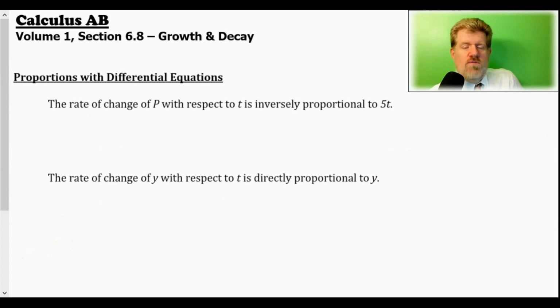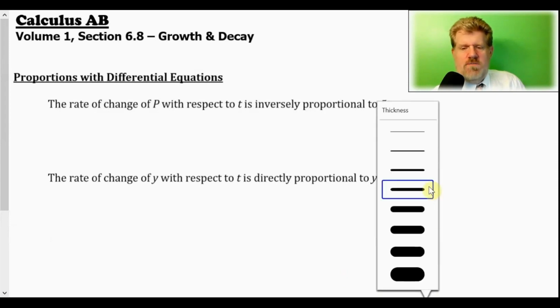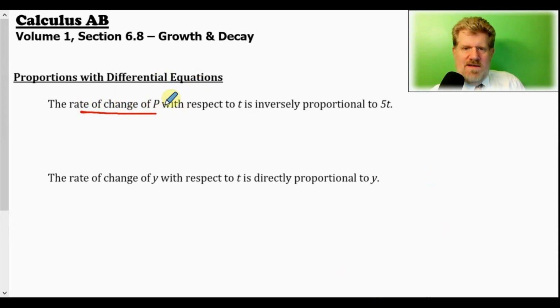And we're going to start with two basic principles here. First of all is the rate of change of p with respect to t is inversely proportional to 5t. Now what does that crazy stuff even mean? This is all that I'm asking you to think about right now. Rate of change of p, what does that mean? That means that p has a rate of change with another variable, and we're calling the other variable t. So p changes over time.